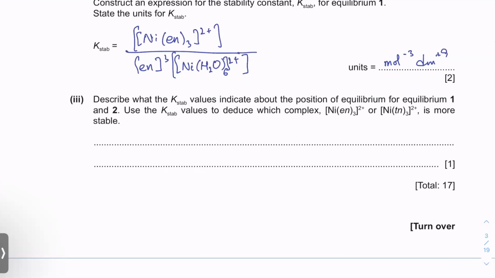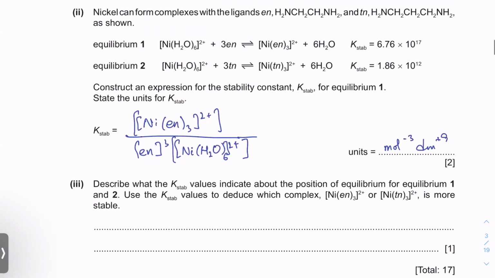Describe what the K stab values indicate about the position of equilibrium for equilibrium 1. Let's look at these. And use the K stab value to deduce which complex is more stable. Again, the K stab value for the equilibrium 1 is much higher than the K stab value for the second one. So it tells me that the first one is more stable.